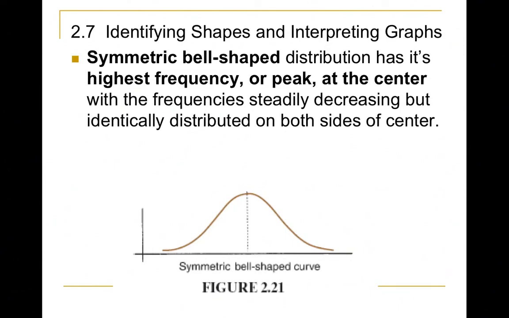This is a symmetrical bell-shaped curve. It could be represented in a histogram. A histogram where you have the highest bars in the center and then the bars decreasing in size on either side of center in a symmetrical way is also a symmetric bell-shaped distribution. Okay, so this is representative of using a bell-shaped curve, but it can also be demonstrated using the rectangles of a histogram.